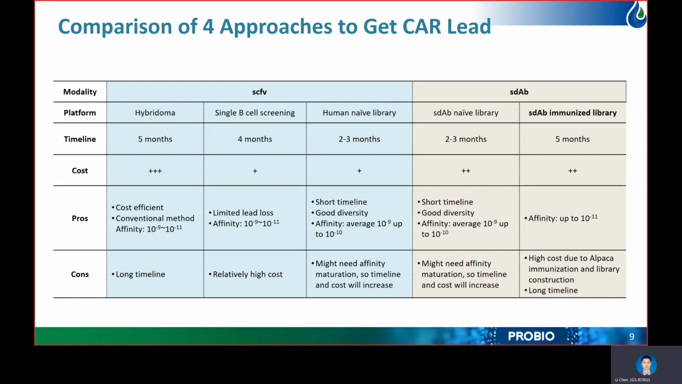Here, I listed all 5 different strategies for CAR lead generation for the side-by-side comparison, including timeline, costs, pros, and cons. For the single-chain FV format, hybridoma is the most cost-efficient way, but takes longer, while naive library is the most expedited approach. Single B-cell based screening is the most expensive one, but comes with a better diversity. For the single domain format, immunized library is more suitable for target with high affinity requirements.